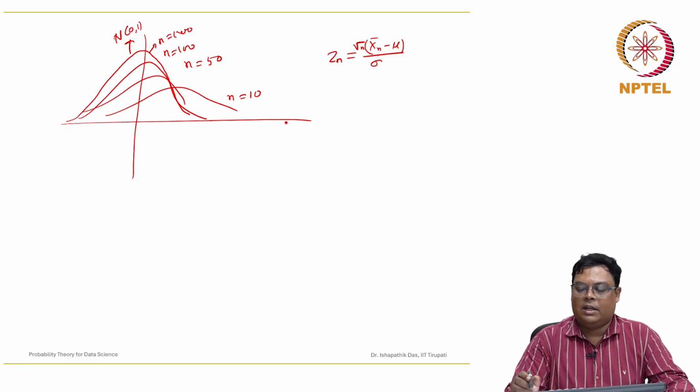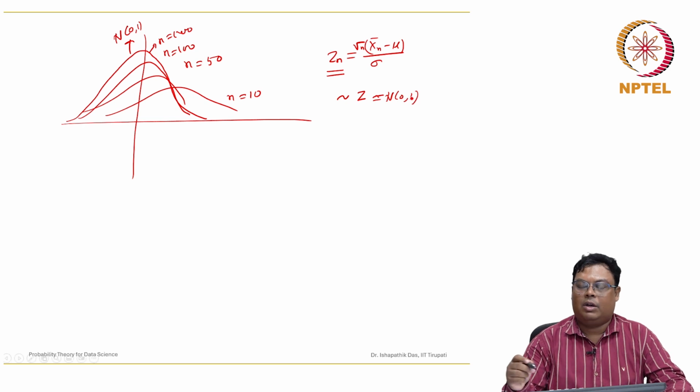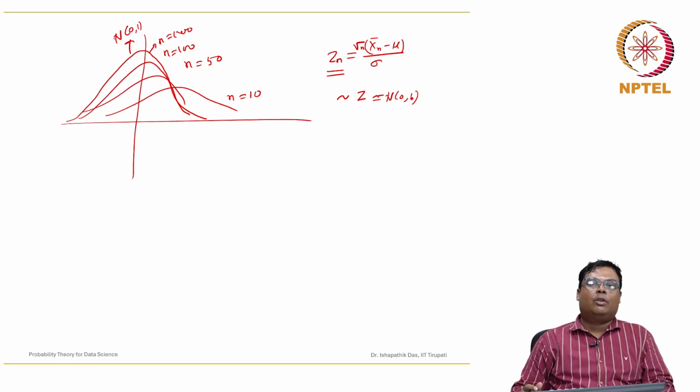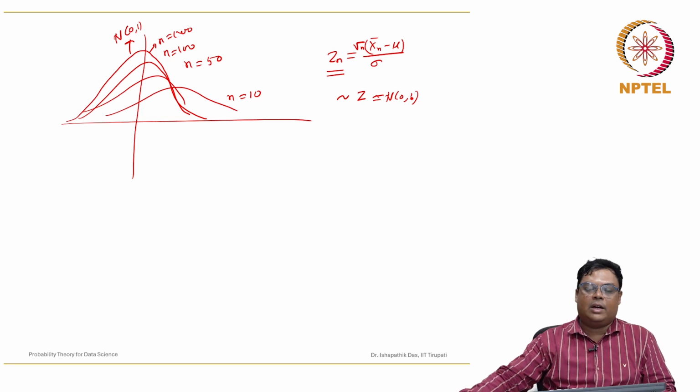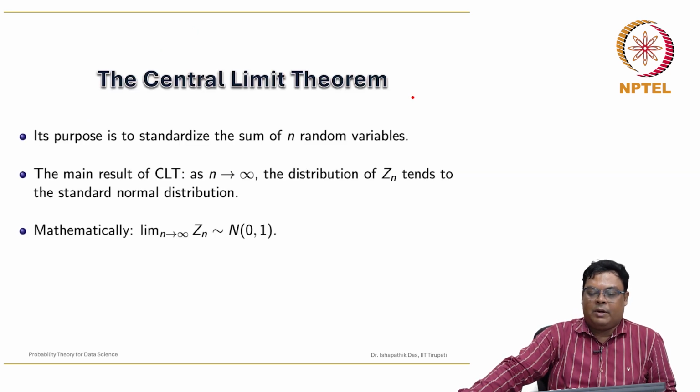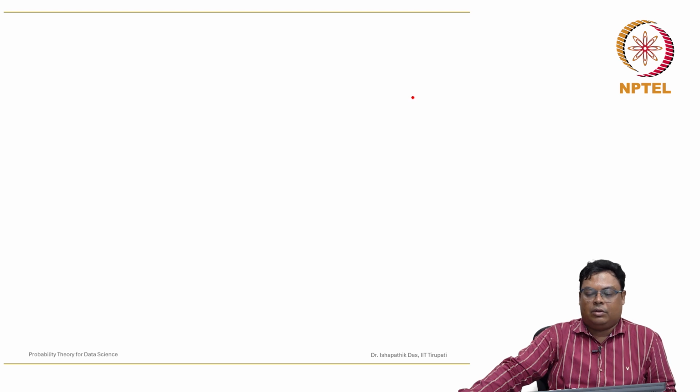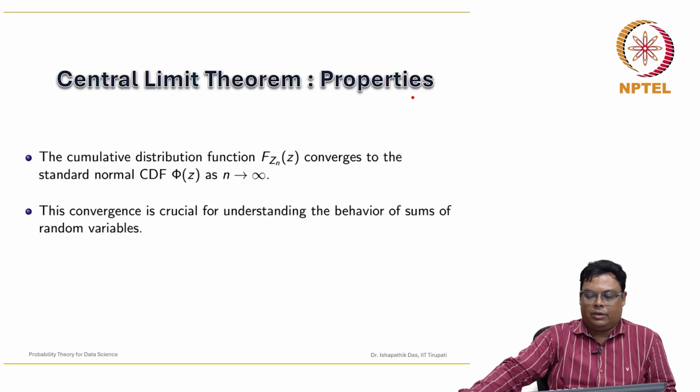Whenever n is large, the probability density function and probability distribution function of Zn will be very close to that of z, which is nothing but N(0,1). That is why, whenever n is large, we consider it a normally distributed random variable. So this is the central limit theorem. There are many applications. The cumulative distribution function F_n(z) converges to the standard normal CDF phi(z) as n goes to infinity. This convergence is crucial for understanding the behavior of the sums of random variables.